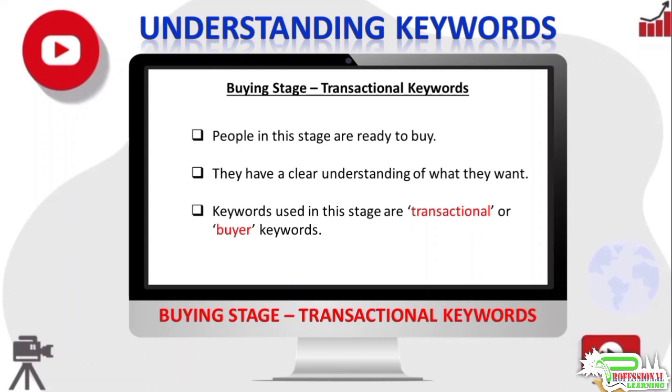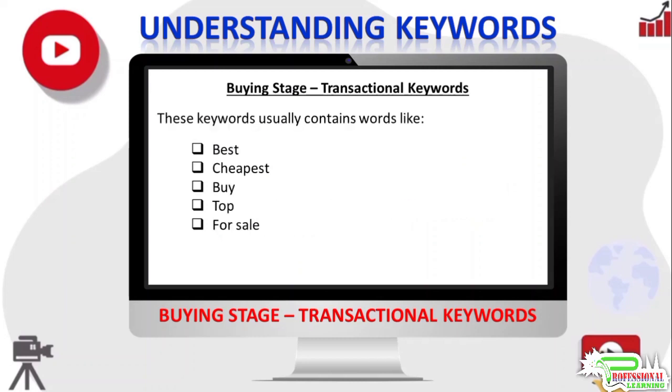A keyword phrase that contains words like best, cheapest, buy, top, for sale, and the like are buyer keywords. These keywords have a high commercial intent. People who type them into a search engine are looking to buy products or services.